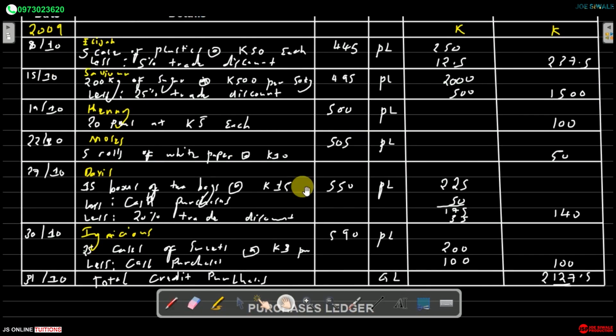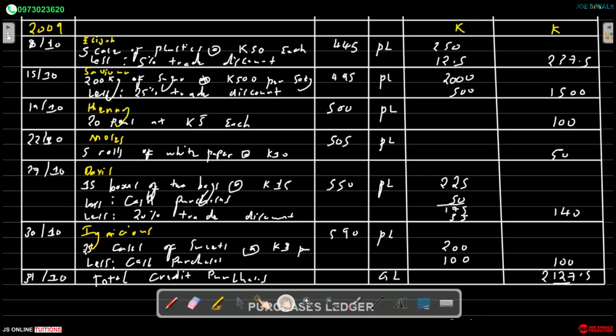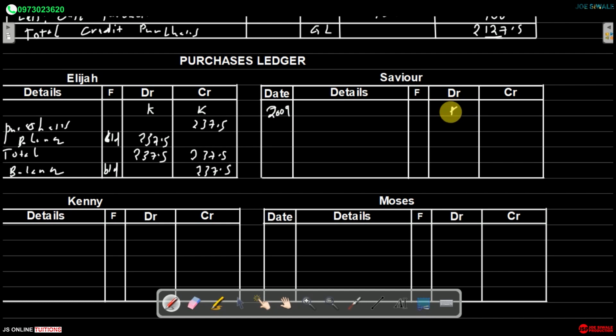So the next supplier that we are having is Xavier, and this is the only transaction that we had recorded in the purchases day book. So the amount that we are having is 1,500, so let us show that amount. 2009, we have our kwacha there, we have our kwacha. So the date is 15th of October.